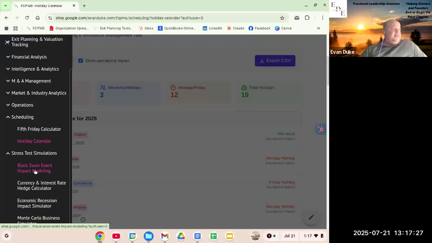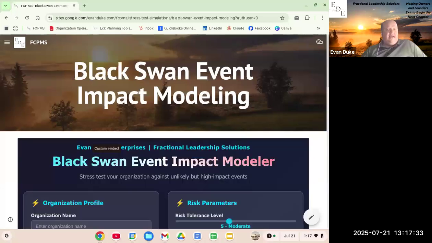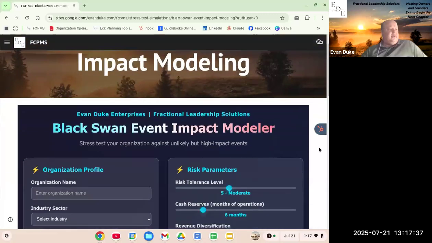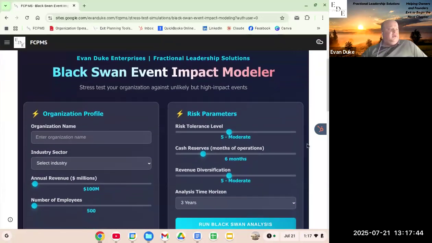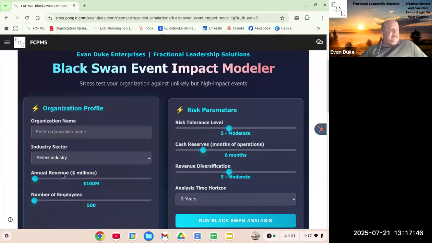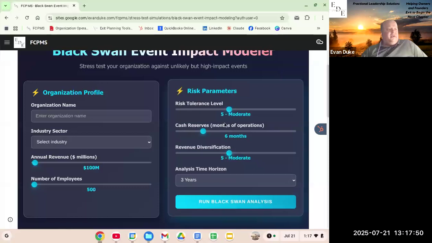The final key module we're going to look at before cycling back to the clients module is black swan event impact modeling. And this is key because it's designed to help us determine how well positioned your business is. So I'm going to just leave these defaults up, but what I want you to do is take a look at these areas. Risk tolerance level and revenue diversification are moderate. Cash reserves, you're at 6 months.